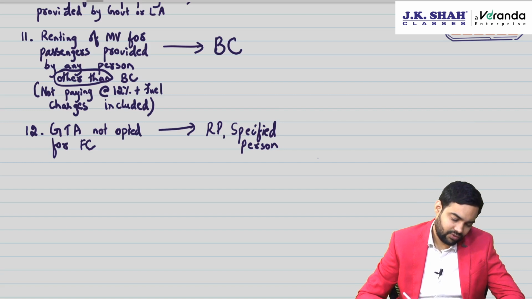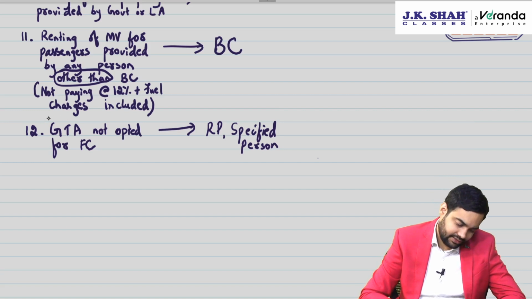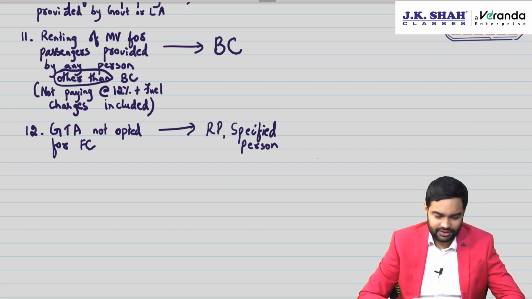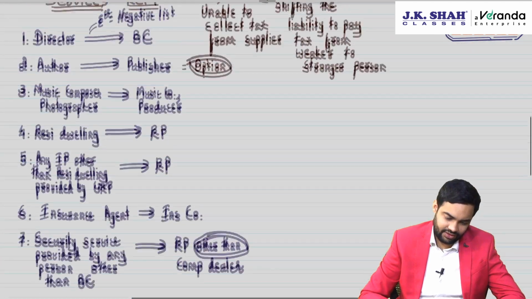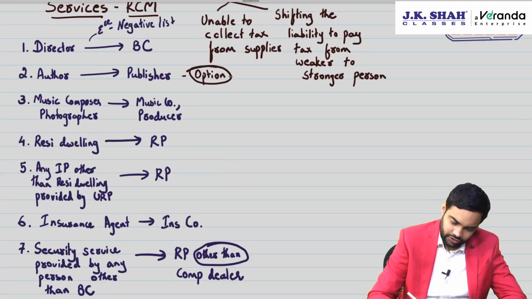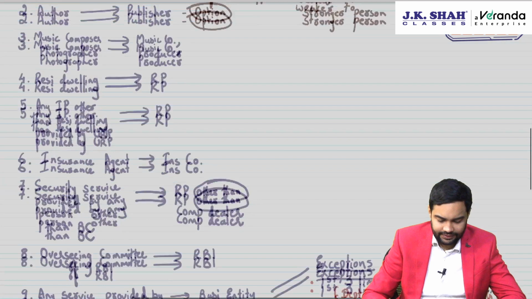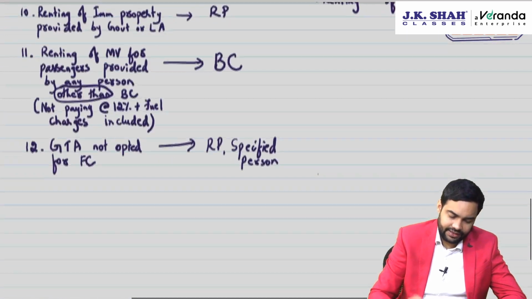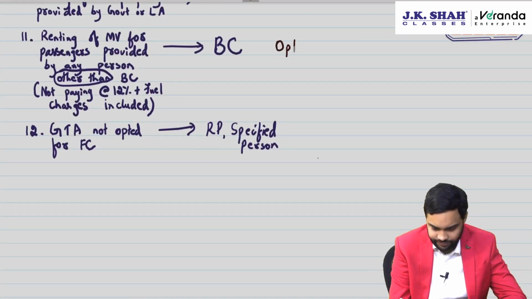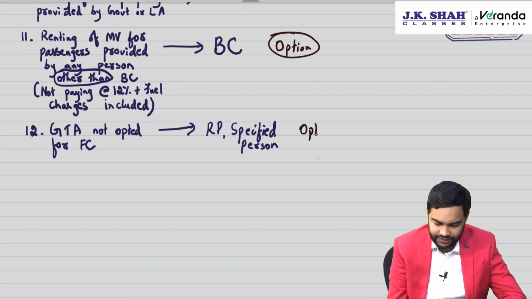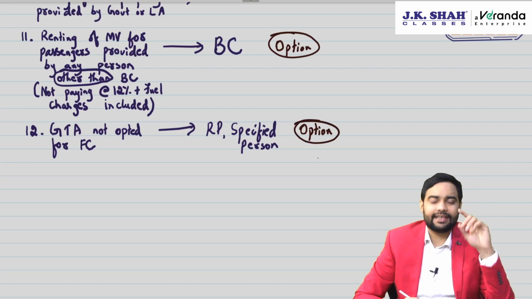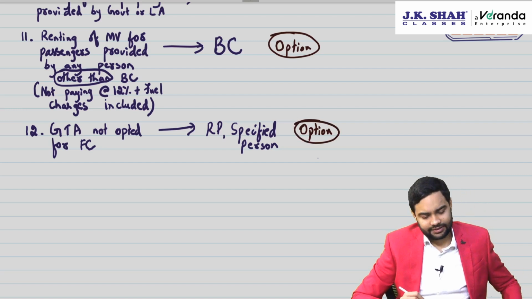But be very careful. GTA has an option to pay tax under forward charge. So totally 3 sectors have an option. First, author. Second, renting of motor vehicle. And third one, GTA. Author cannot shift for 1 year after taking forward charge.